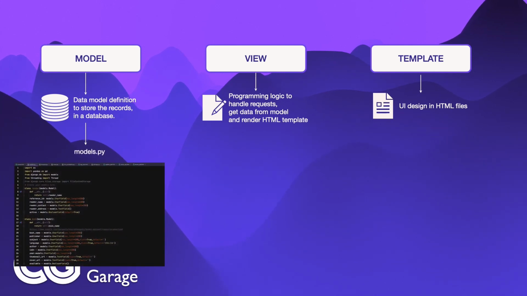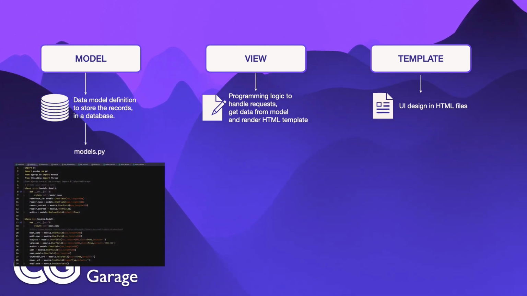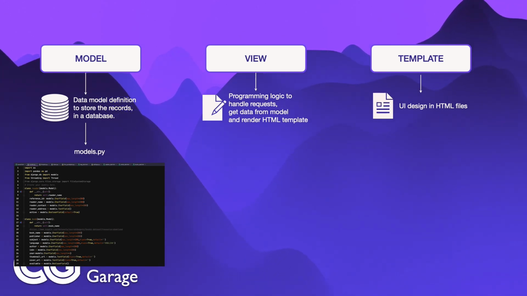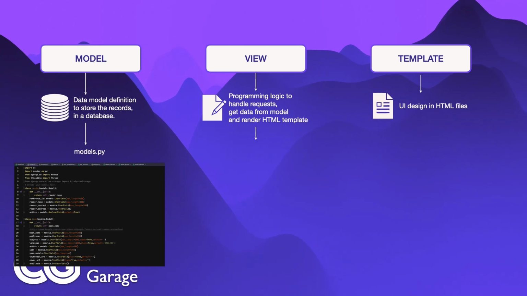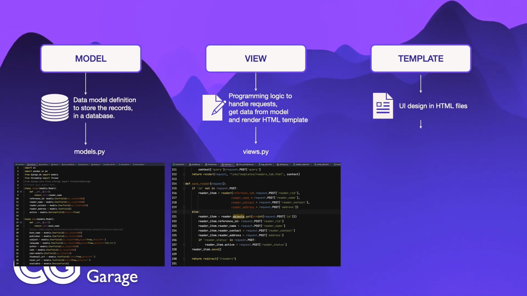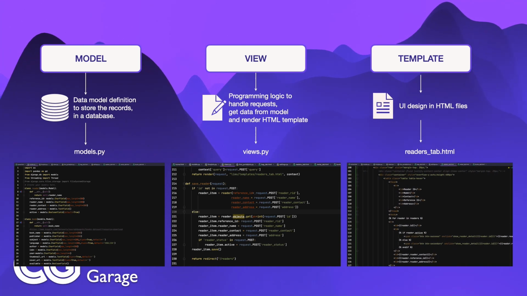We will design the models in the models.py file using classes. Each class will represent a table, and the properties of the class will represent the columns present in the table. As you know already, views will be defined in the views.py file, and it will contain the coding logic to get the data from the model and give to the HTML.